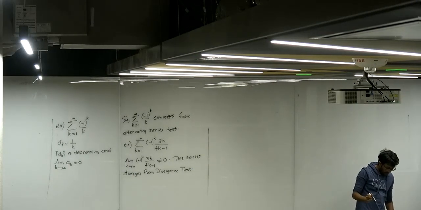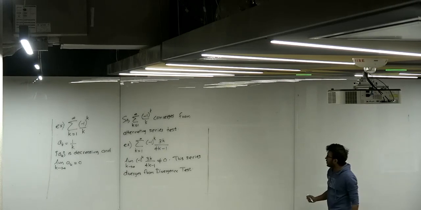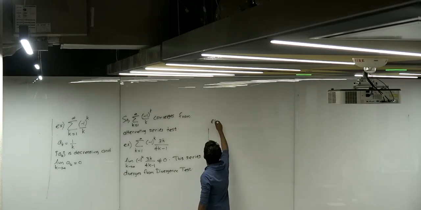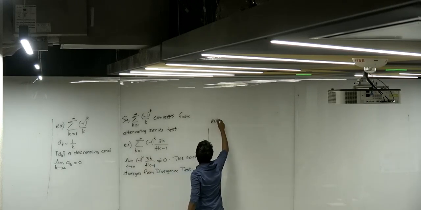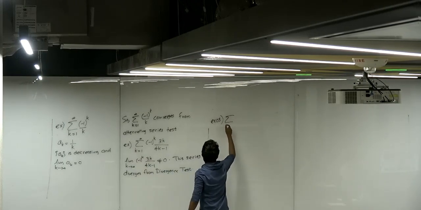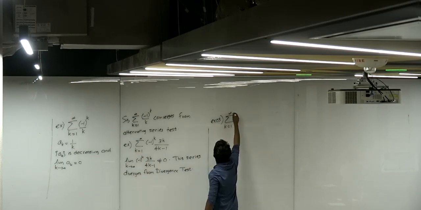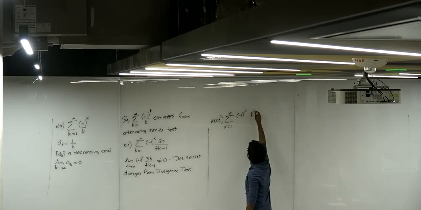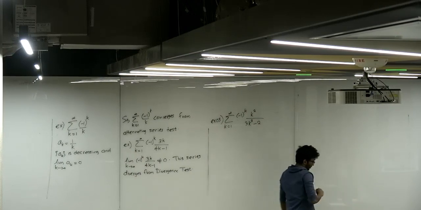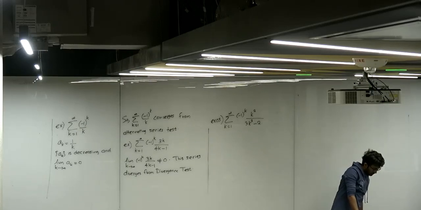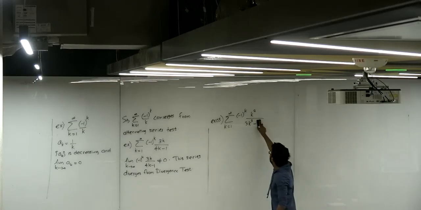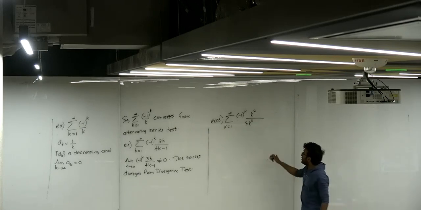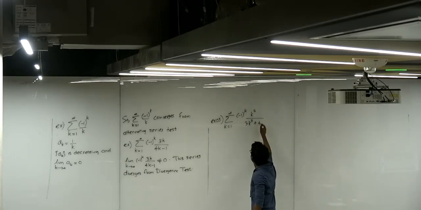So let's move to the third example. That was example number 2, and this is example number 3. The summation k goes from 1 to infinity of negative 1 to the power k, k to the power 2 divided by 3 times k to the power 3 minus 2, k to the power 3 plus 4.